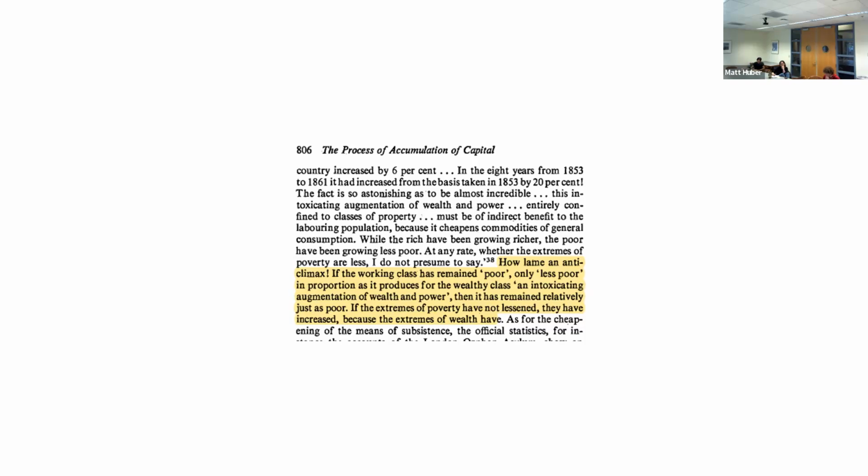At any rate, whether the extremes of poverty are less, I do not presume to say. And he says, how lame an anticlimax. If the working classes remain poor, only less poor in proportion as they produce for the wealthy class an intoxicating augmentation of wealth and power, then they have remained relatively just as poor. If the extremes of poverty have not lessened, they have increased because the extremes of wealth have. So he's talking about inequality here. How do we measure inequality? How do we think about inequality? If there's so much wealth, but yet still middle-class people feel insecure and impoverished, is that better or what? So this is a very contemporary discussion he goes into.